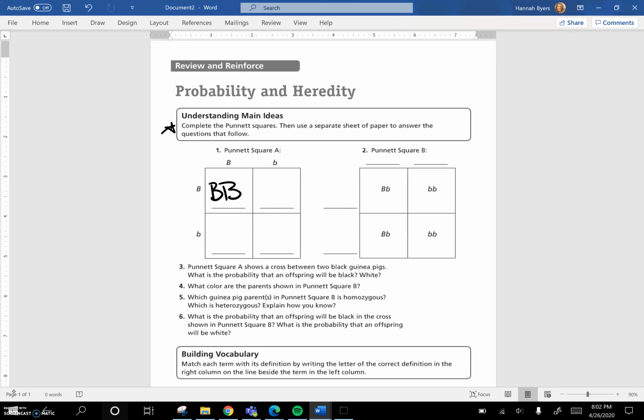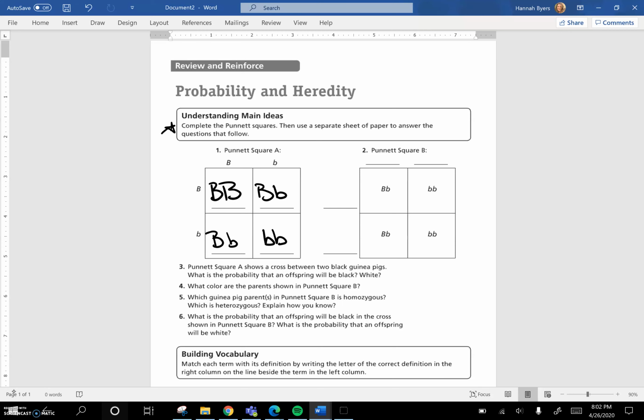And then the top right box is going to have a capital B and a lowercase b. So we have this parent giving their dominant and this parent giving their recessive. Bottom left box is going to have a capital B and a lowercase b. So we have the parent that's listed on top giving their dominant and then the side parent their recessive. And the last box is going to have 2 lowercase b's, each parent giving their recessive alleles there. And we'll come back to these Punnett squares.